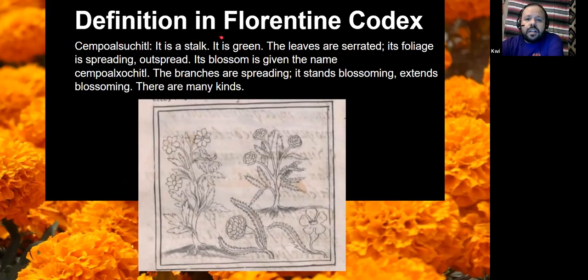Sempoalxochitl, it is a stalk, it is green, the leaves are serrated, its foliage is spreading, outspread. Its blossom is given the name Sempoalxochitl. The branches are spreading. It stands blossoming. There are many kinds. So here's drawings of the flowers. And there are many kinds.